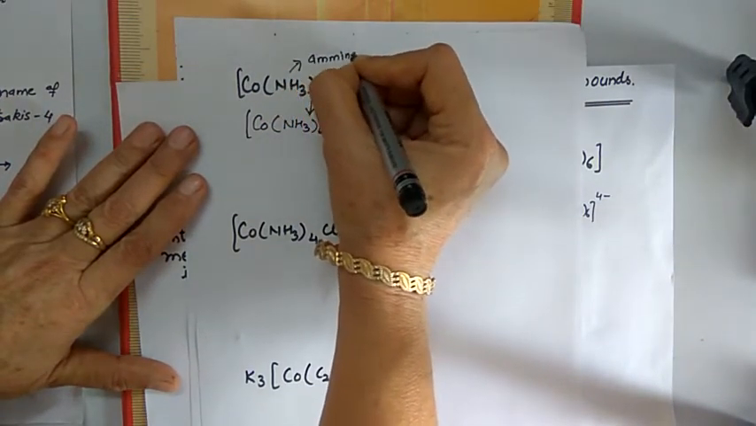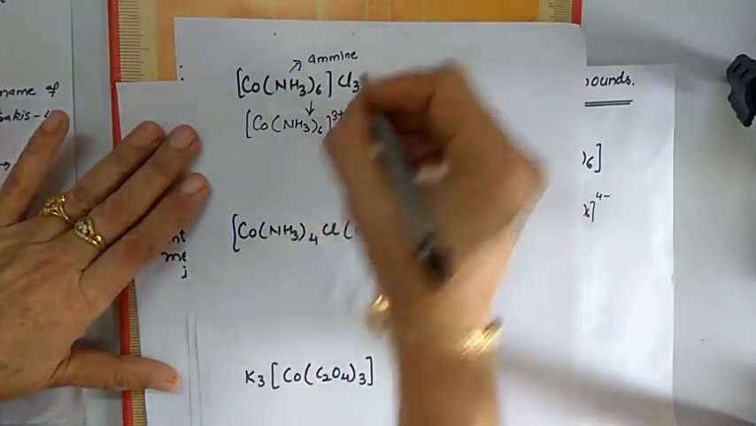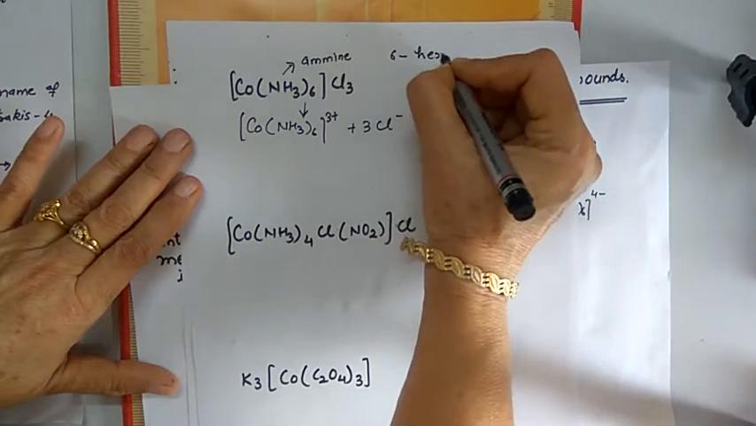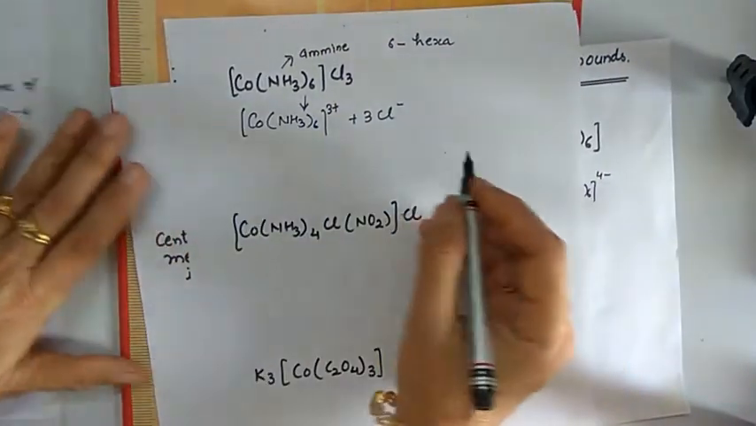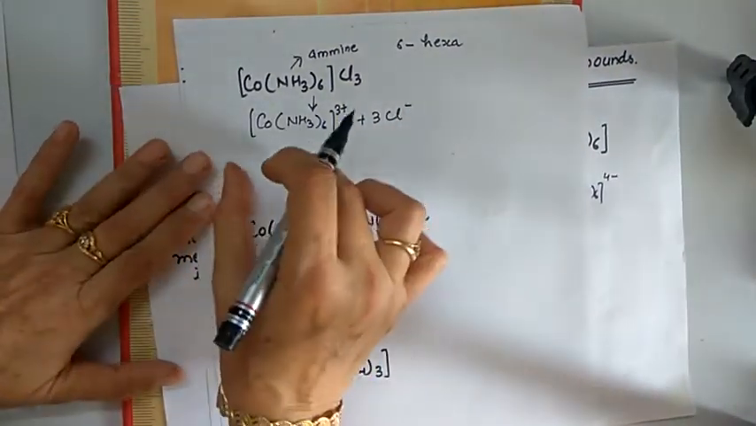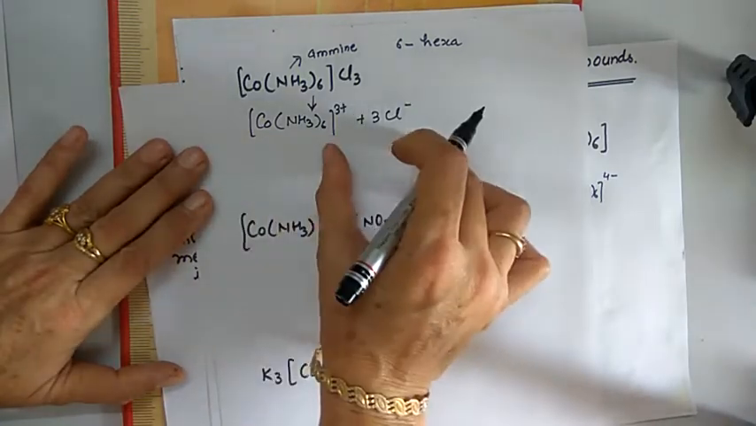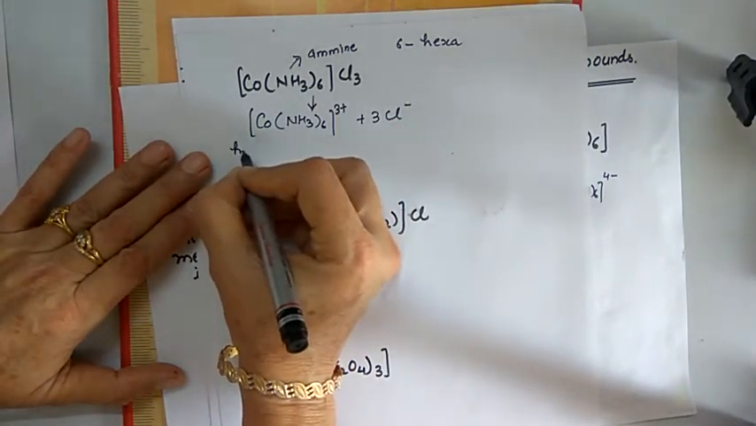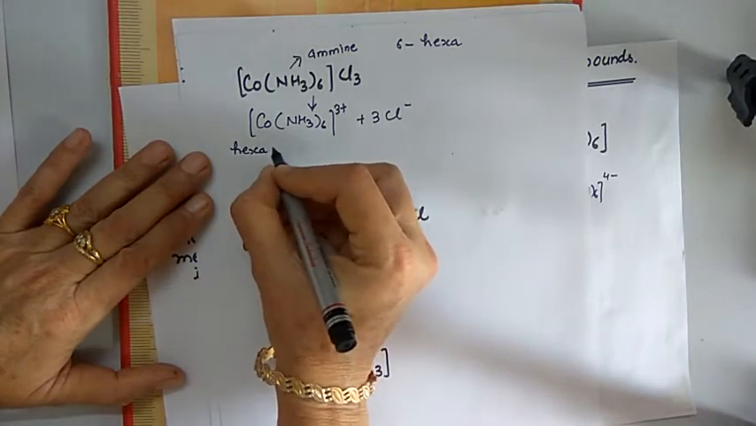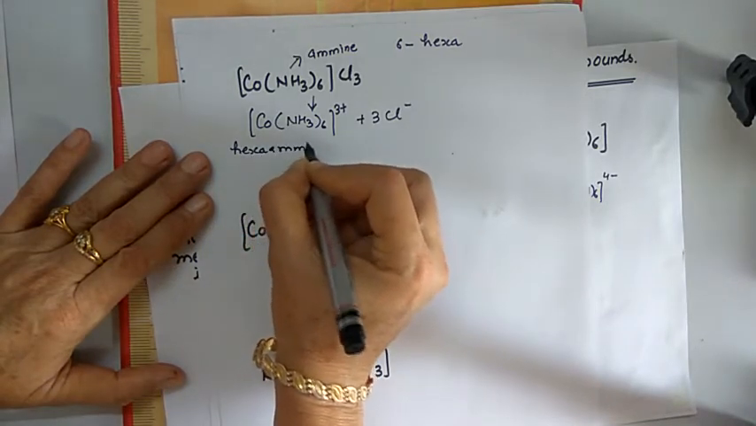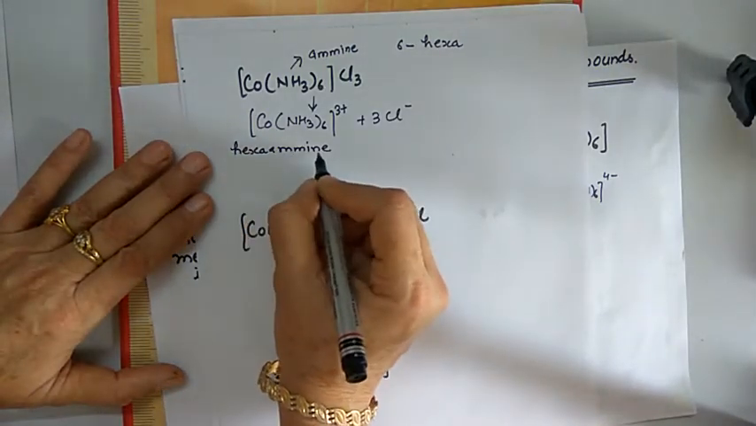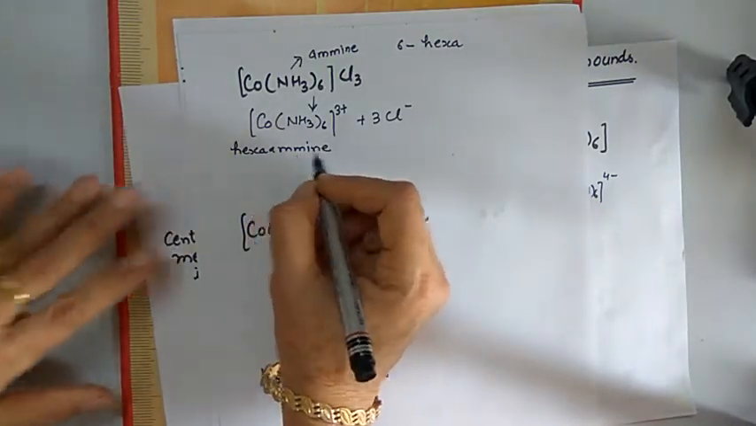amine. How many? 6. For 6 we write hexa. Clear? So the name of a ligand, we always write in one word starting with a small letter. So it is hexaamine. Spelled AMMINE, ammonia, we write it as amine.